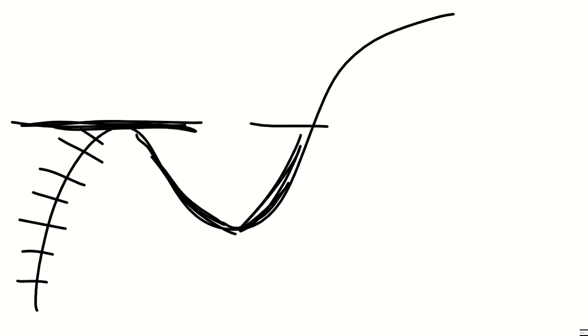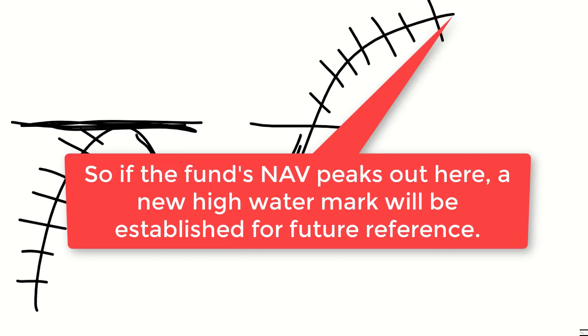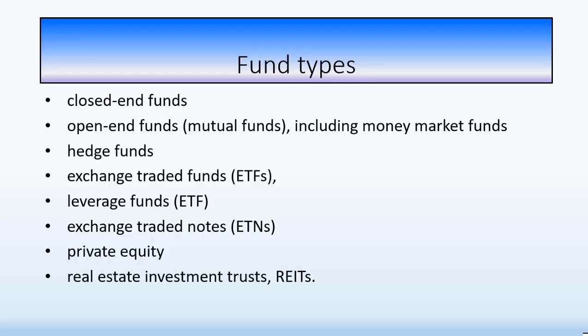It's only once it passes this high watermark, this hatched line here, that performance fees will continue to be charged. So on that downward dip, there's no charge. And that gives portfolio managers an incentive to perform really well. Open-ended funds just don't have that mechanism. They don't have performance fees like hedge funds do.